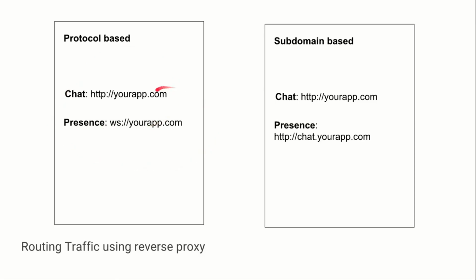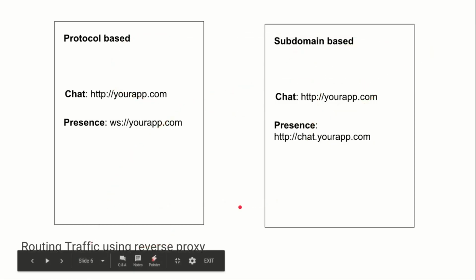So this is one such way, and it is known as protocol based because we are using the underlying protocol to determine where to route our request, right? And the other one is subdomain based, right? Suppose we can request normal web server based data or normal chat messages from http yourapp.com. In case we want to submit the data to the presence server, we can forward the request to chat.yourapp.com. So in that case, the proxy is going to look for the subdomain information, and then accordingly it is going to forward your request to the appropriate server. So it is known as the subdomain based method of routing traffic. So these are two prominent ways.